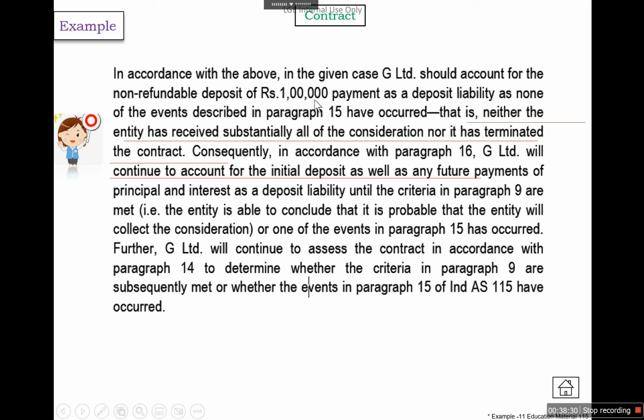And the 1 lakh payment that has been received by G Limited will continue to be accounted for as an initial deposit, as a future payment, as a liability. Because there is a lack of probability of collection from the company, revenue cannot be recognized.